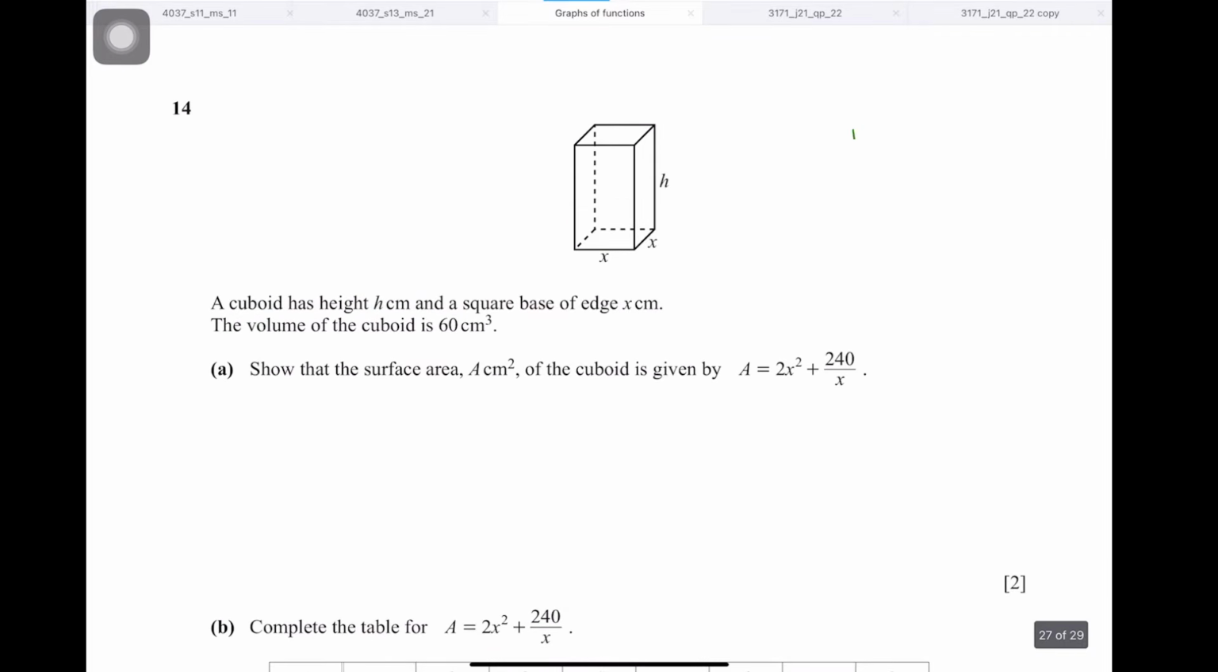Let's write that down. Length into width into height. Yep, length into width into height. Okay, and what's the formula for calculating the total surface area?